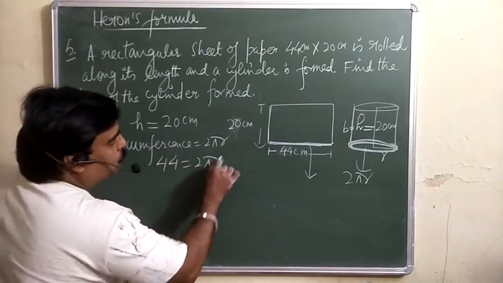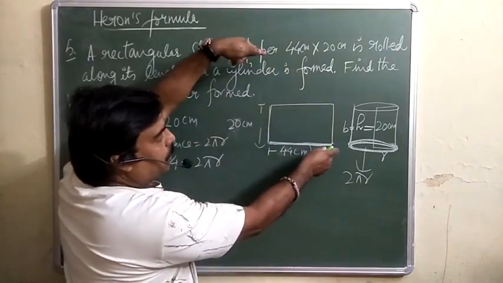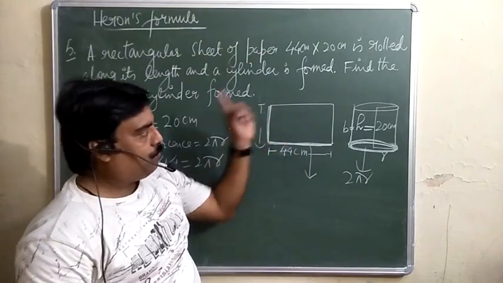If we roll this along the breadth, then this will work as h and this will work as the circumference.